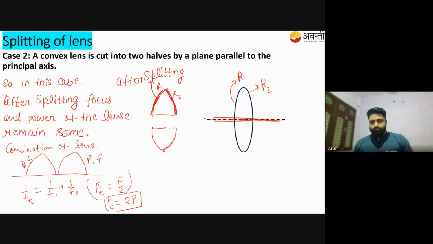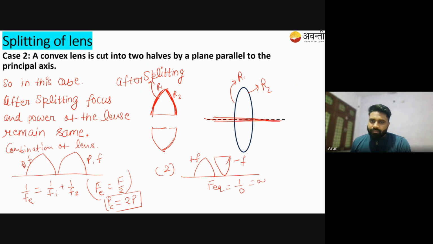Okay, got it? But in the second case, if you put one lens like this and the other lens like this, you have just inverted it, na? So this will have the negative focus now, and this will have the positive focus. So focus equivalent will become 1 by 0, which means infinite, means power of this lens would become 0. Okay, got it? I hope you got this.